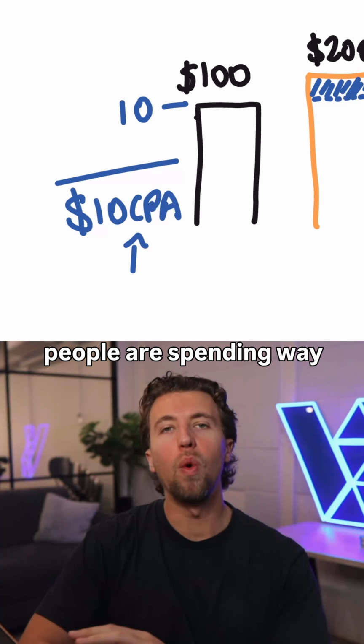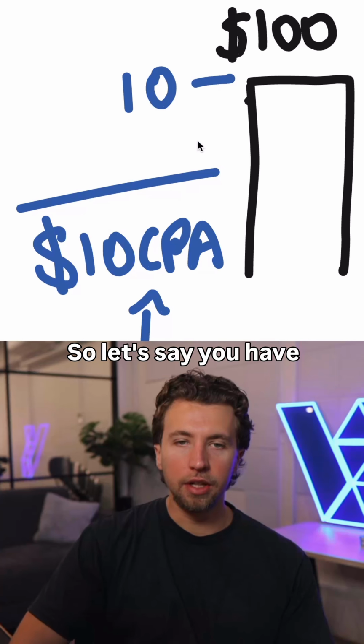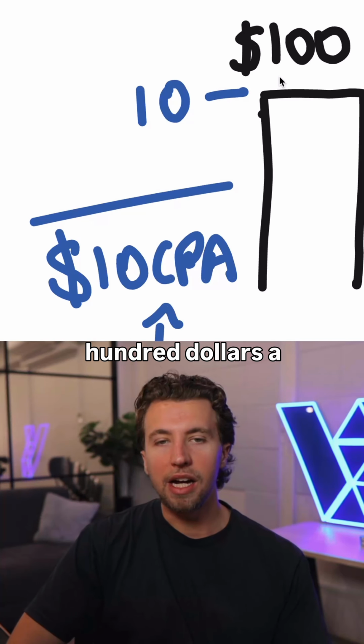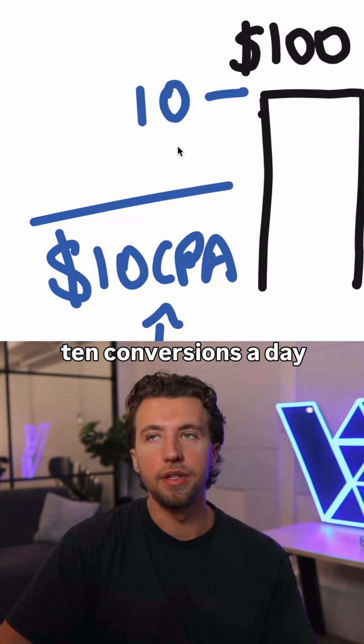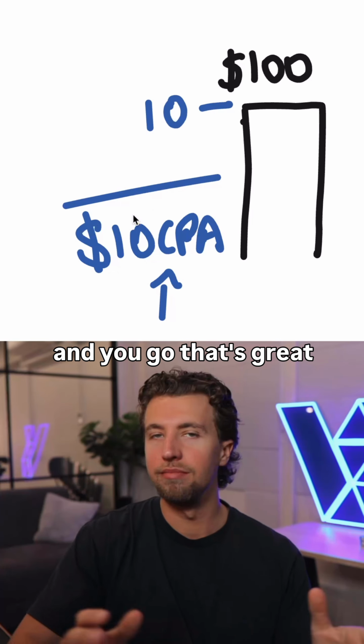99% of people are spending way too much on their retargeting campaigns in Meta. And in this video, I'll show you why. So let's say you have your retargeting campaign, spending $100 a day and you're getting 10 conversions a day. And so your cost per acquisition is sitting at $10. You look at that number and you go, that's great, right?